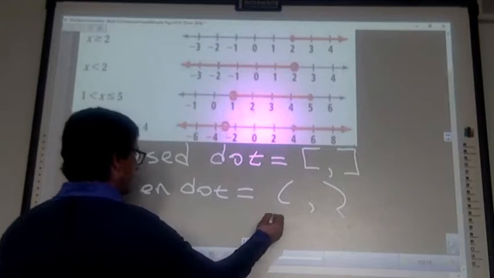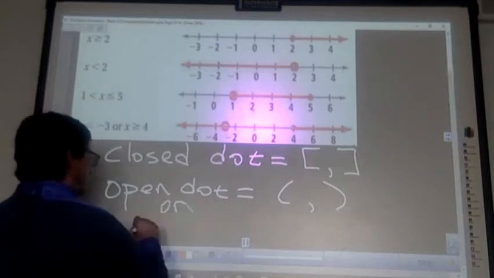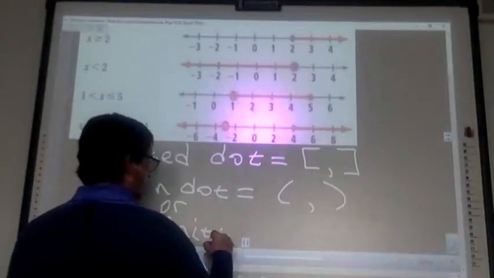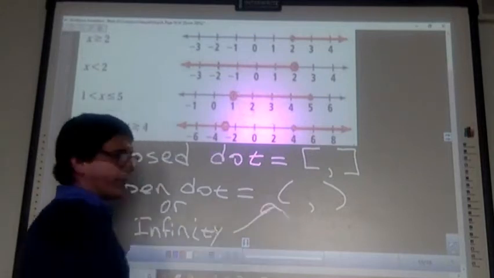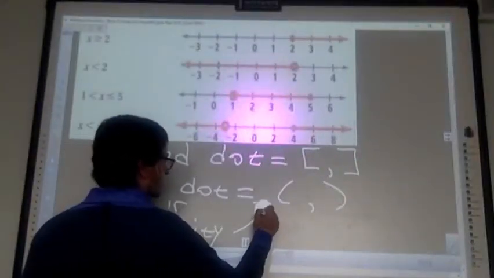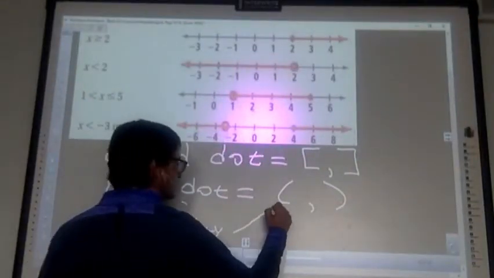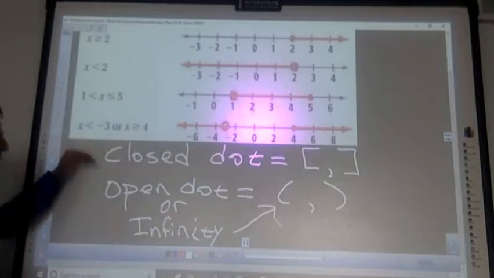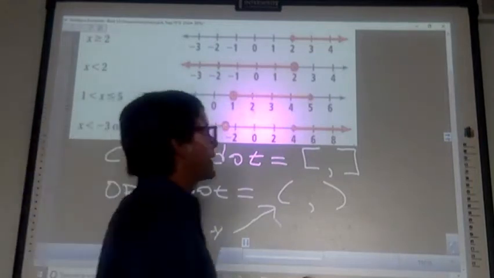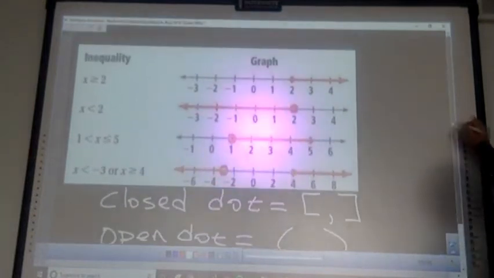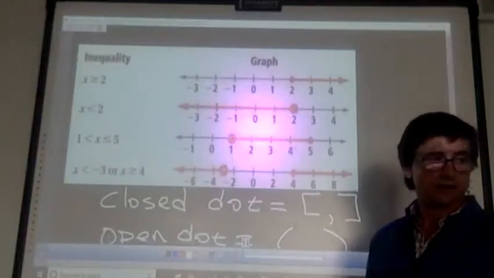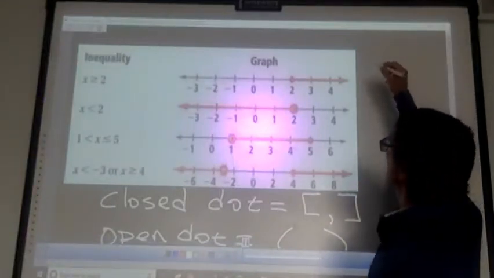And when you talk about either negative or positive infinity, it will always be a parenthesis as well. That was a terrible arrow. Let's try that again. Okay, so closed dot, bracket; open dot, parenthesis; infinity, parenthesis. It won't make any sense yet, so just bear with me. I always want you to have faith in me as a teacher that I'm going to explain it so you're going to get it. Okay? So it's going to work out.